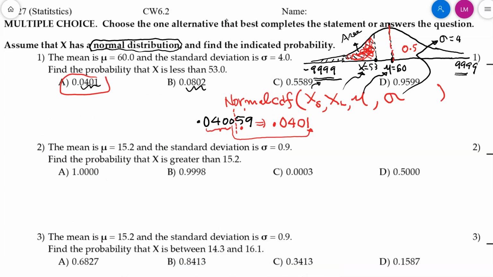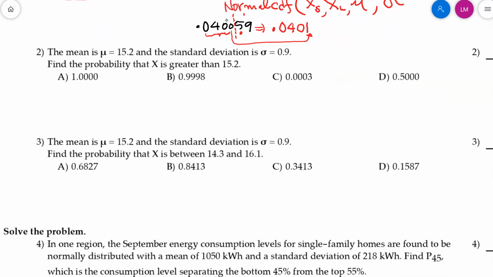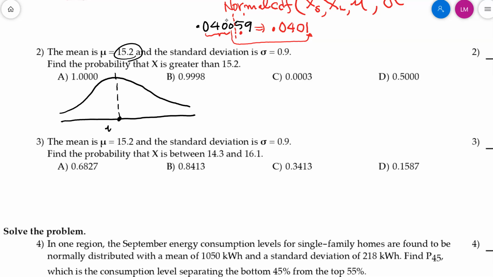Number 2, mean is 15.2, standard deviation is 0.9. Find the probability that X is greater than 15.2. So now here, let me draw another picture. So now we have a normal distribution. In the center is the mu. What is the mu? Mu is 15.2. And then standard deviation is 0.9.